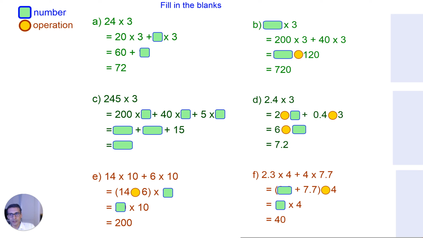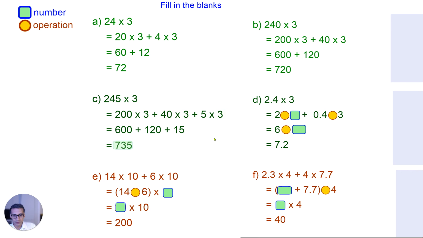Okay, I'm going to show you some answers now so you can check your work. So you're going to get 4 and 12. For question B, you're going to get 240 and 600, and then the operation that's missing is a plus. For question C, you're going to get 200 times 3, 40 times 3, 5 times 3. And that's going to give you 735. And then question D, the rest you can just track yourself as you mark it. So those are the final answers for these questions.